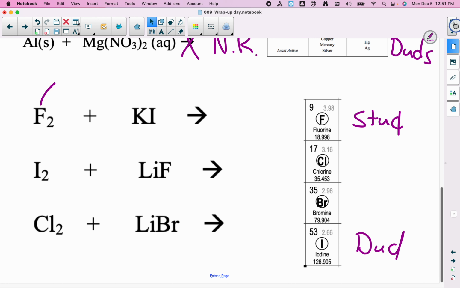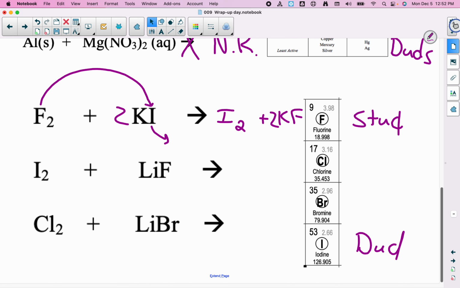So here, the fluorine would be trying to push out the iodine by saying, "Hey potassium, wouldn't you rather be with me?" And what does potassium say? Heck yeah! You are the biggest stud of them all. Goodbye, iodine. So iodine's out on its own. Always have to balance our equation. Well, that really made iodine angry.